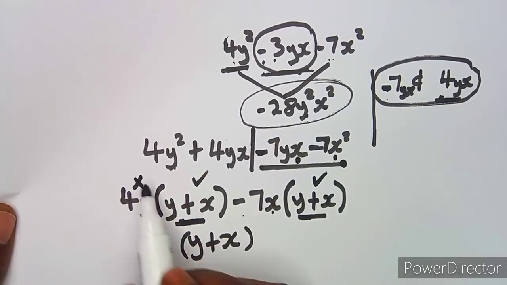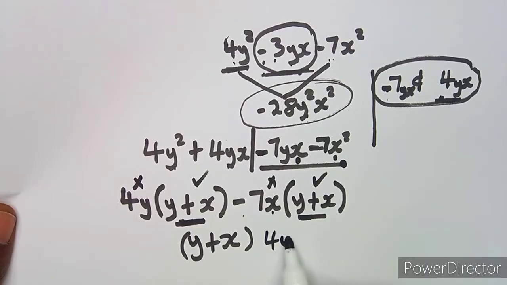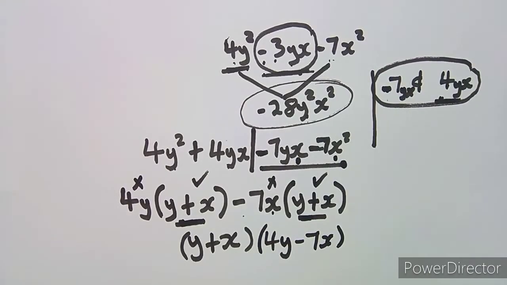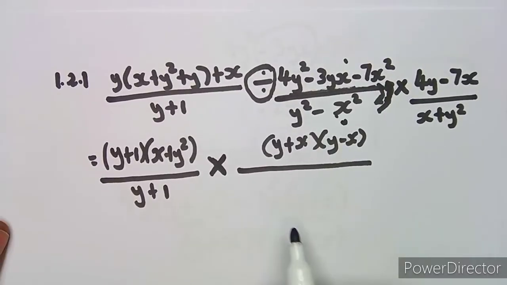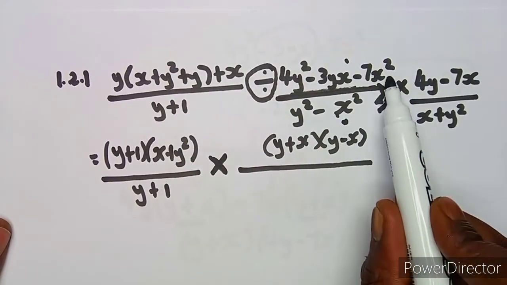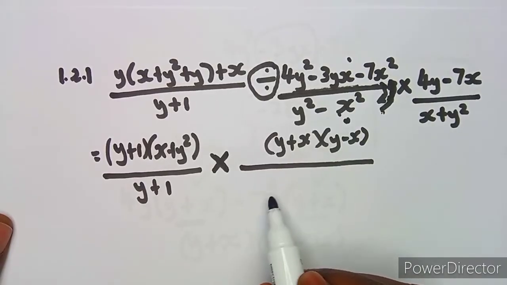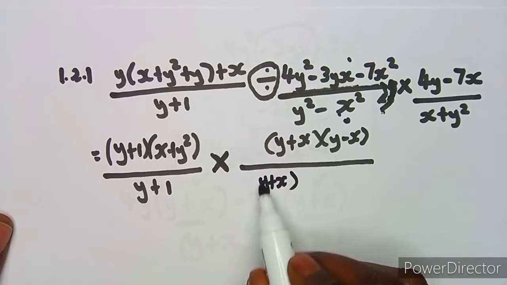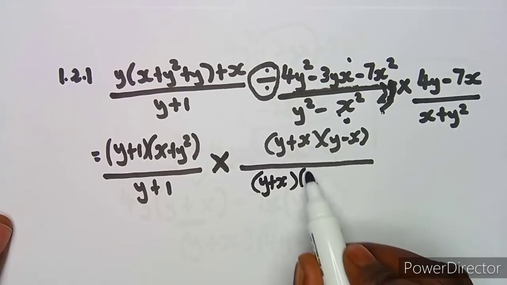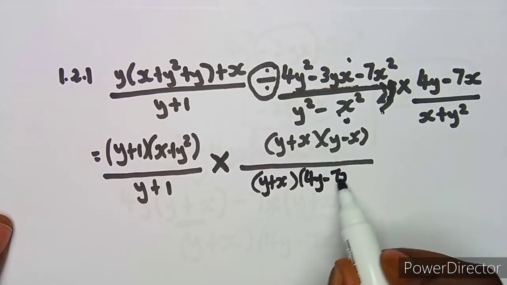Then we are going to be left with these two, which is 4y minus 7x, like this. Take note, guys, your factorization, and please take note how you factorize this part. So this is what you're going to have. We write it here because remember we said this, we are going to write it down. So that is where we are going to write it down here, which is y plus x into 4y minus 7x, like this.